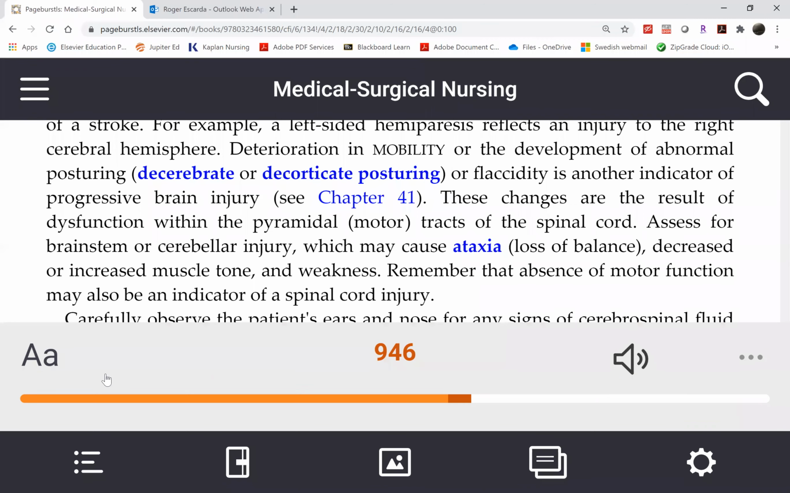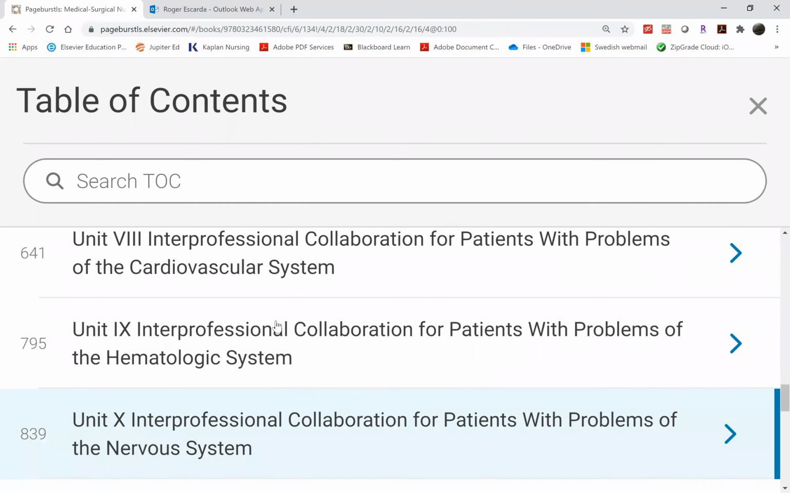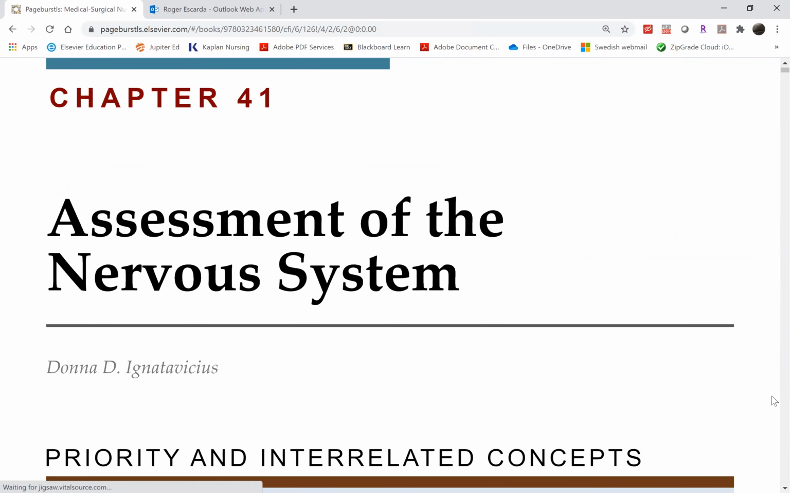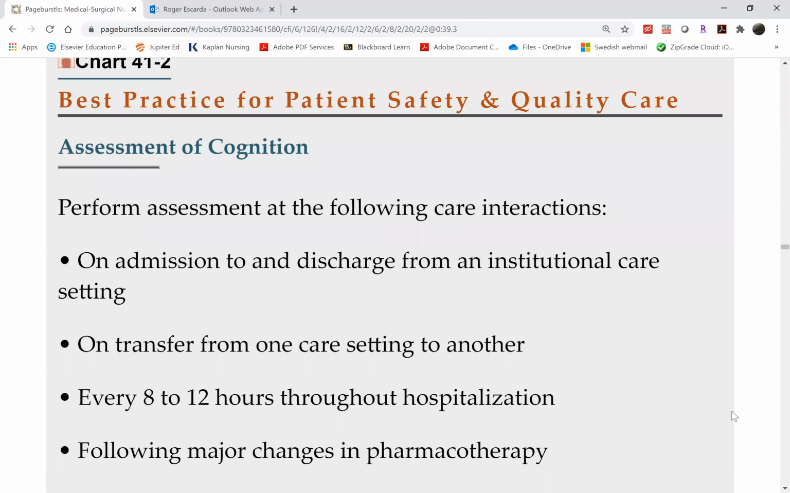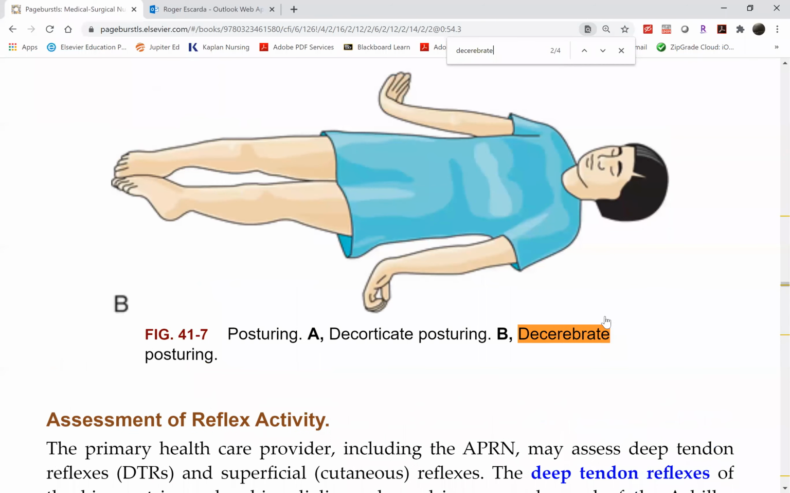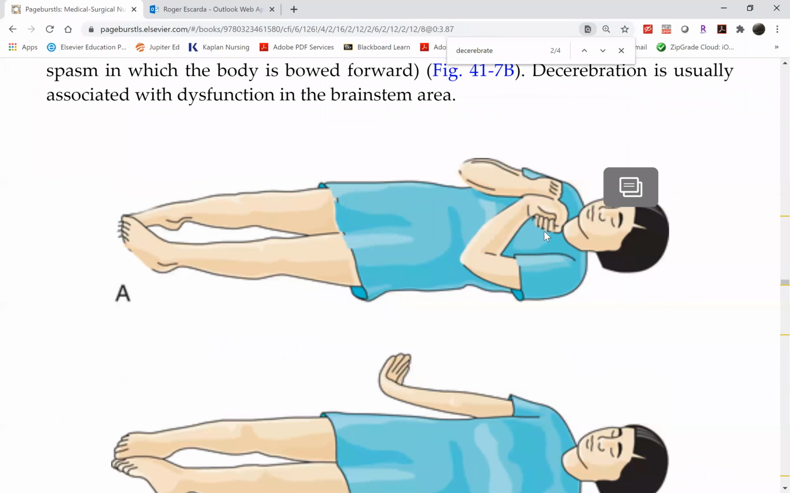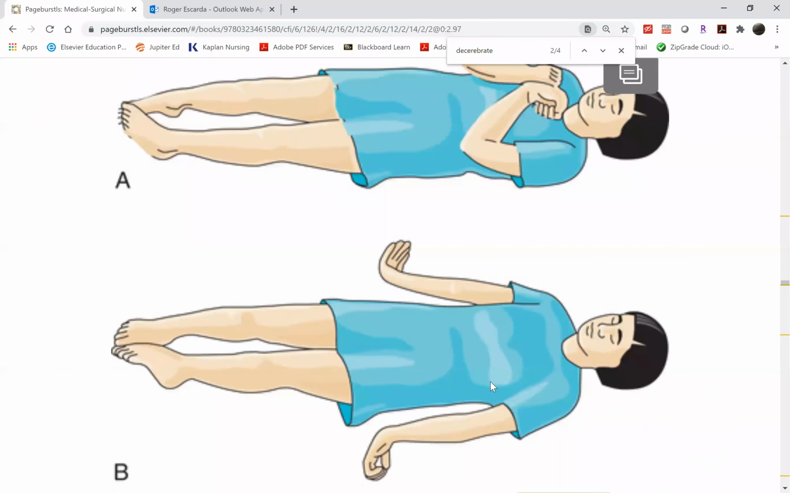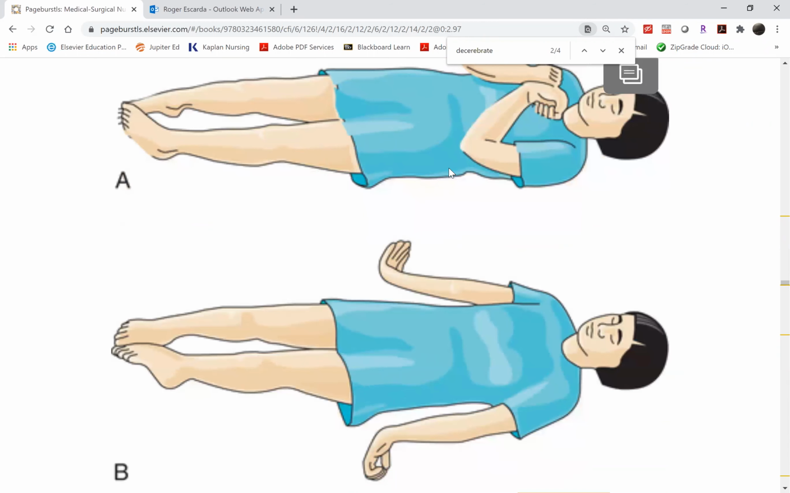Let's go to chapter 41 to see the picture. Here you go, figure 41-7, page 848. So the abnormal flexion here is the decorticate, and this one is the decerebrate. Again, between the two, because this one is scored 3 and this one is scored 2, this one would be worse off compared to this one.